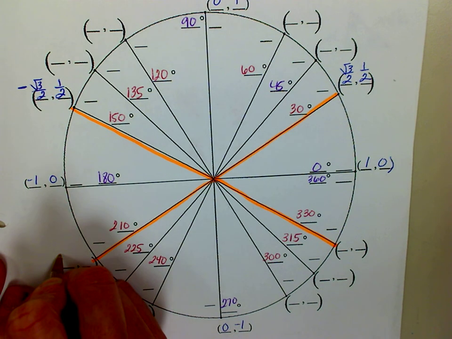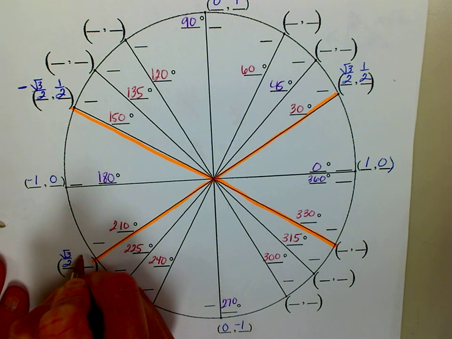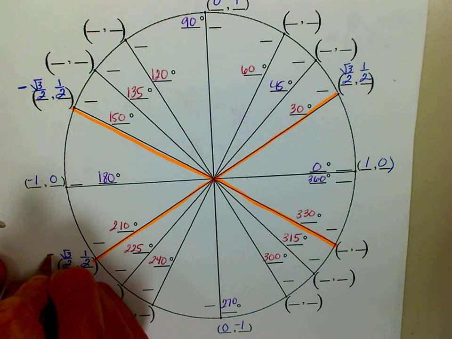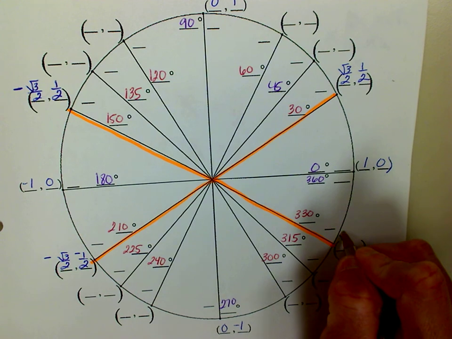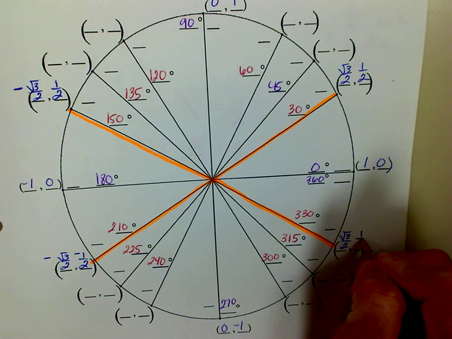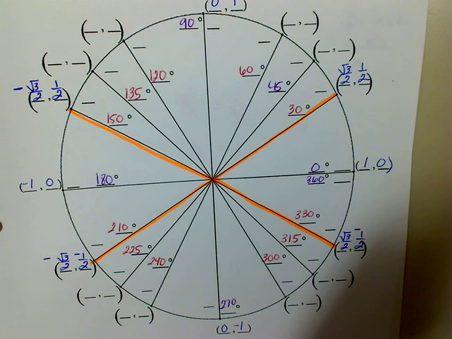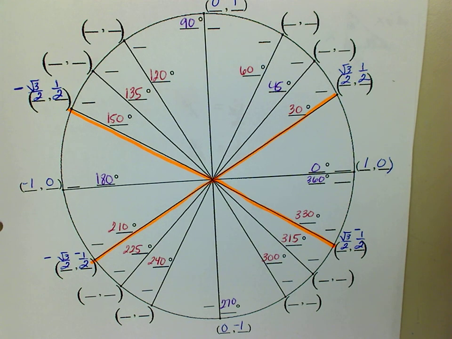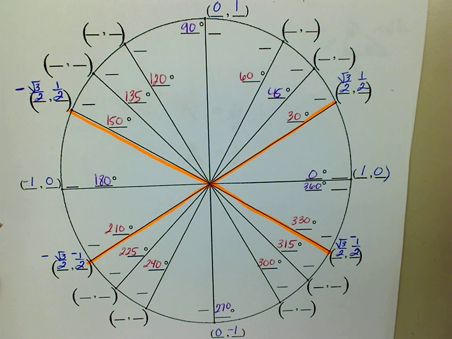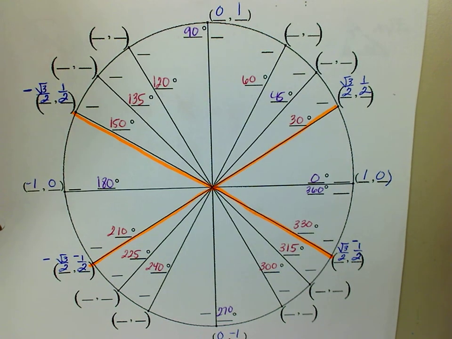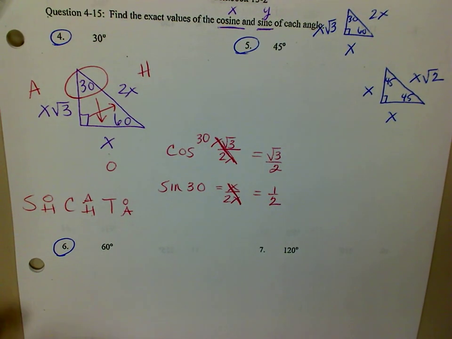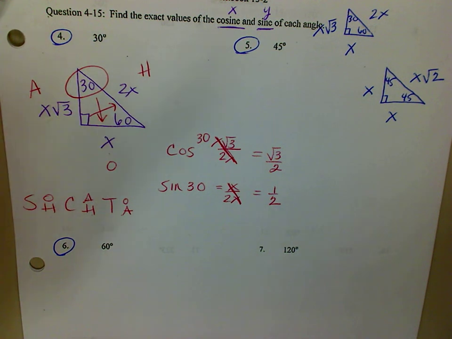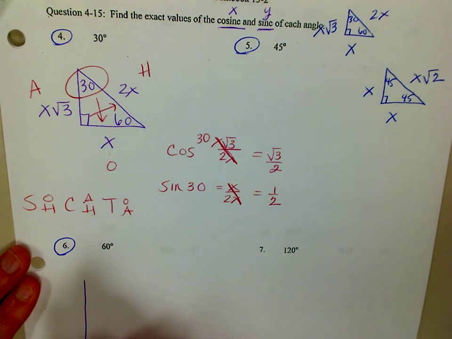So down here, I'm going to put square root of 3 over 2, 1/2, and they're both negative. Over here, square root of 3 over 2, 1/2, only the y is negative. Okay, so I've got 4 more. Okay, let's go back. Let's do number 6 next, because I'm still using the same triangle, except this time I'm using the 60-degree one.